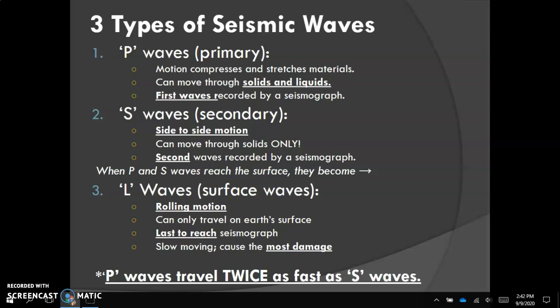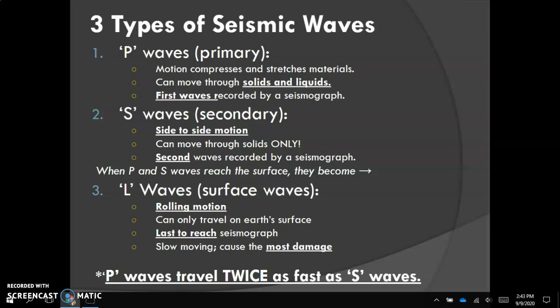So the primary and the secondary waves, when they reach the surface, they become L waves or surface waves. And these are a rolling motion, and they can only travel on the surface of the Earth. So these are not deep within the Earth. These are the last to reach the seismograph, and they're slow moving, and this is what causes the most damage. So when we think about buildings being broken, sidewalks being cracked, things like that during an earthquake, the L waves are what is causing the damage.